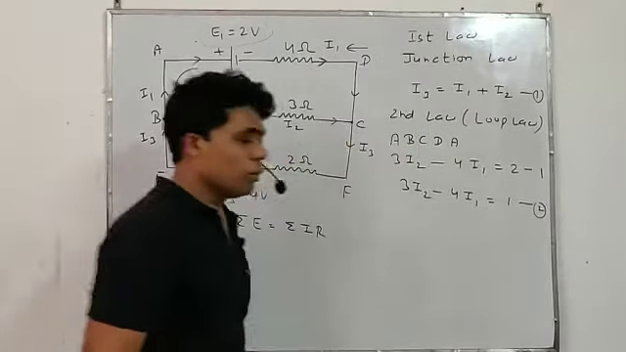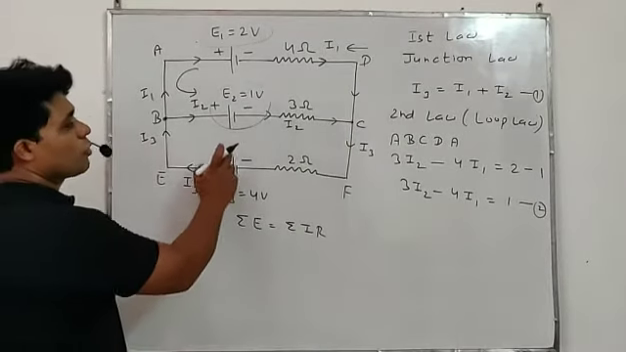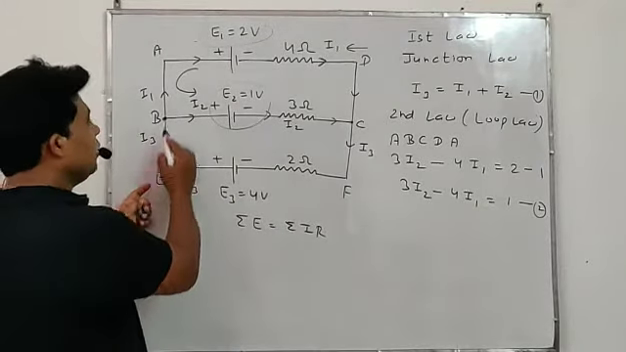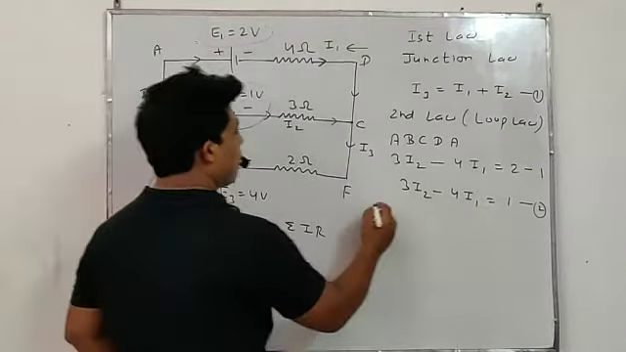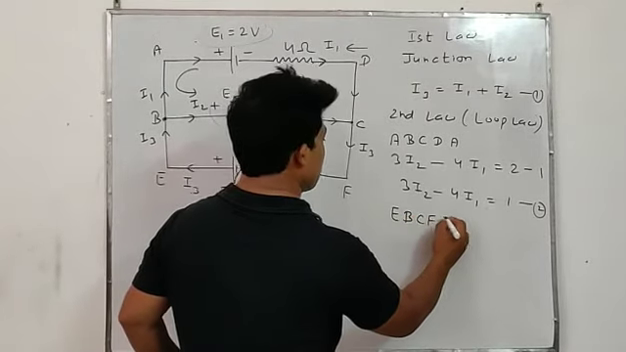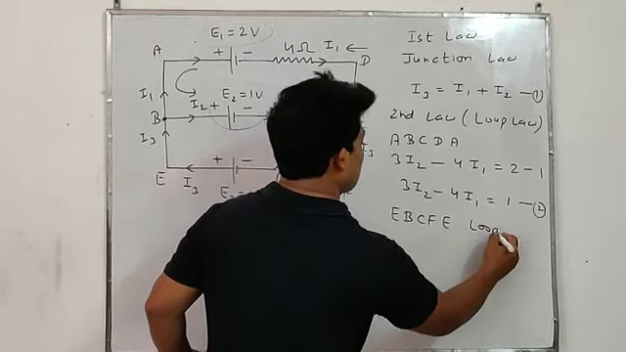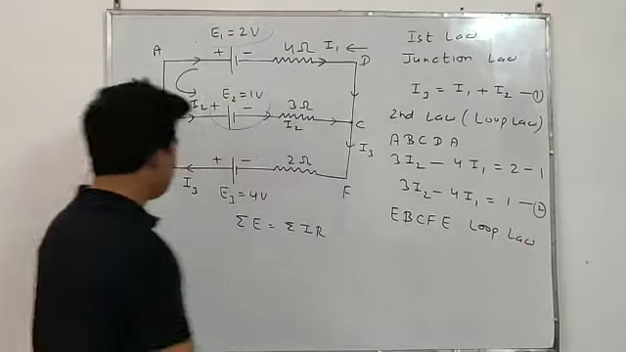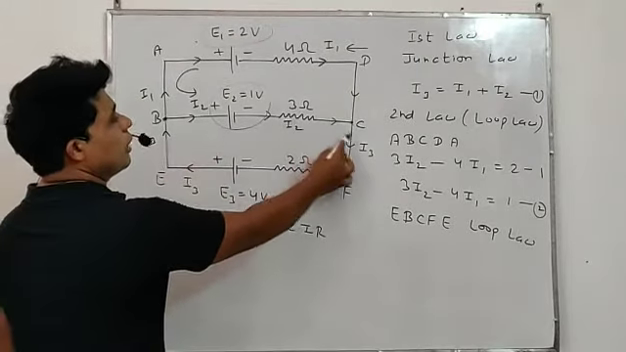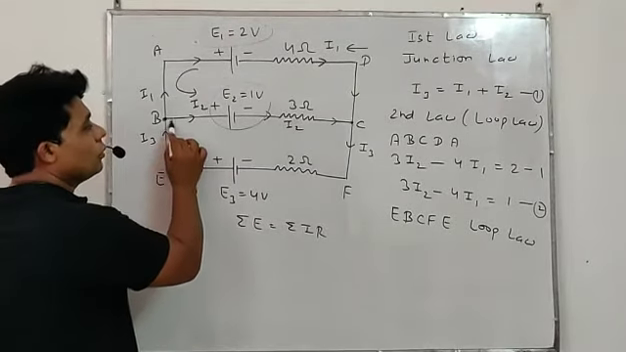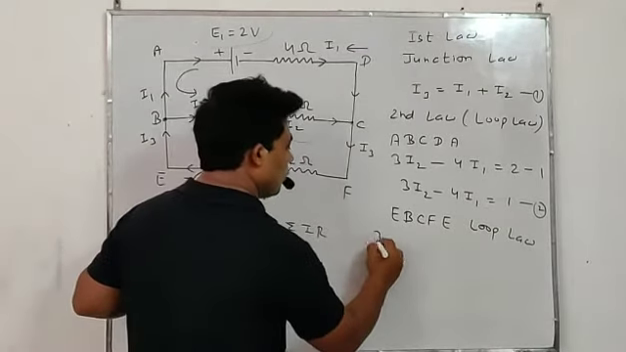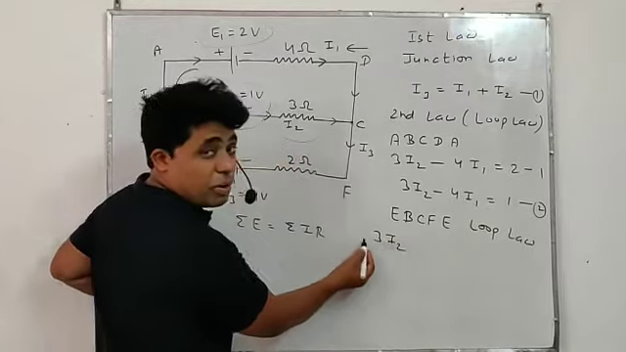Equation second. Now finally, I'm going to apply Kirchhoff's second law, the loop law, in this loop E, B, C, F, E. By loop law, we'll start from positive terminals to negative. So we'll start here. First, resistance 3, current I2. 3 into I2, current multiplied with its resistance.